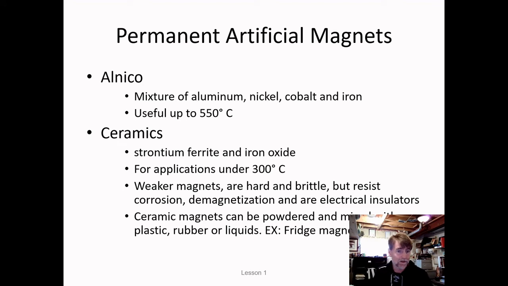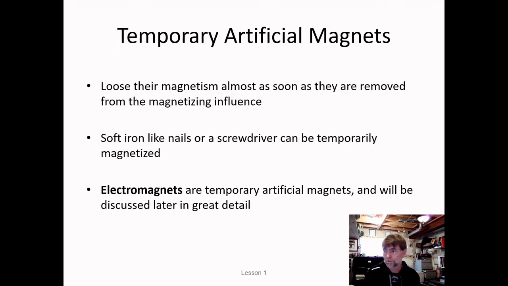Okay, ceramics, applications under 300 degrees. Okay, they are weaker magnets, hard, brittle. Okay, but resist corrosion. So again, depending on the applications, there's all kinds of reasons why things might be beneficial for one application as opposed to another. Okay, all artificial magnets. Notice it mentions there fridge magnets as an example of a ceramic, potentially.